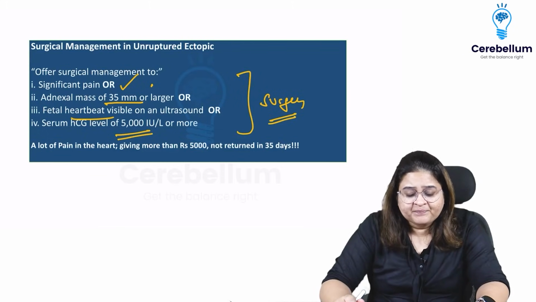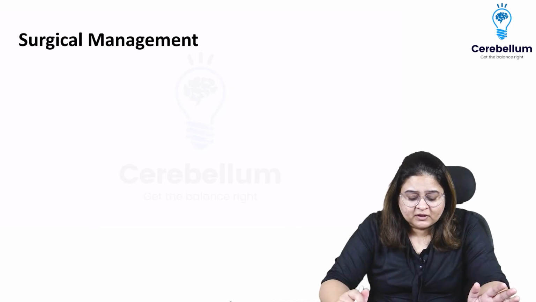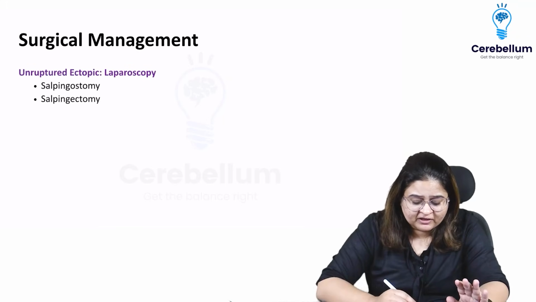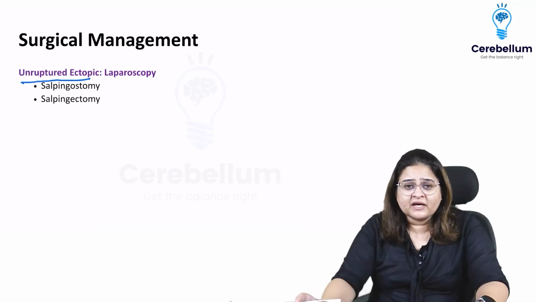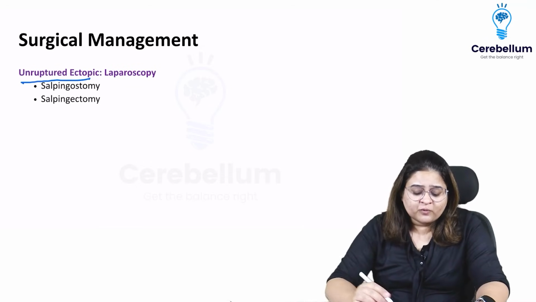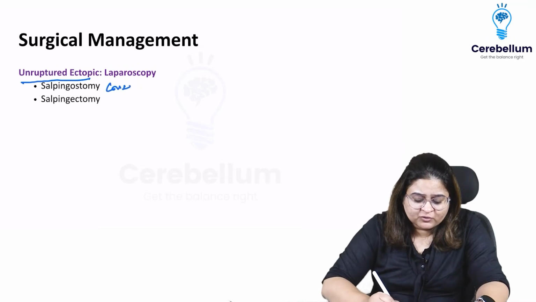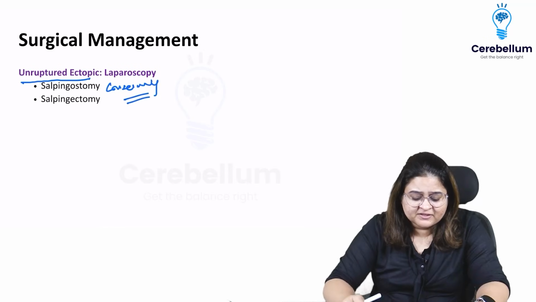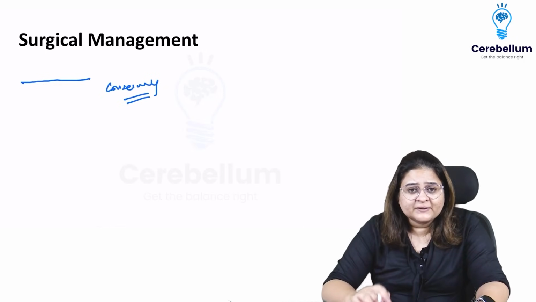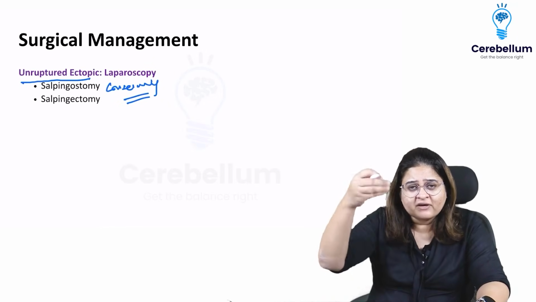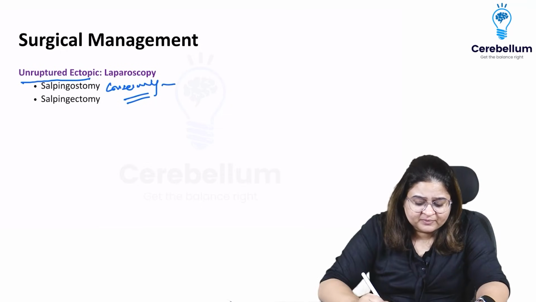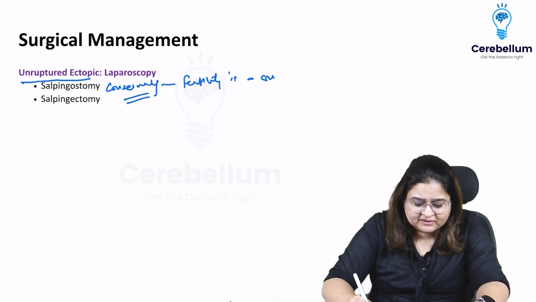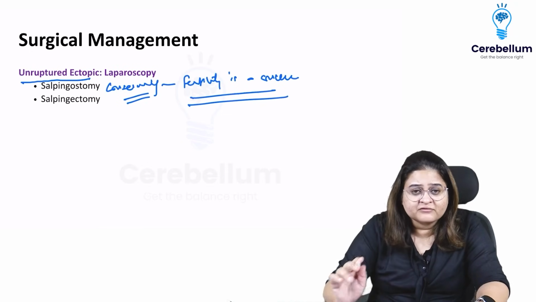And in surgery, we can choose to either, for an unruptured ectopic, for a rupture, I told you it is removing the tube, no doubt in that. But for unruptured, we have the option of conserving the tube, that is doing a salpingostomy, that is just making a hole in the tube and evacuating the tissue. Okay, but this is done only if fertility is a concern. That means she wants to get pregnant in the future.